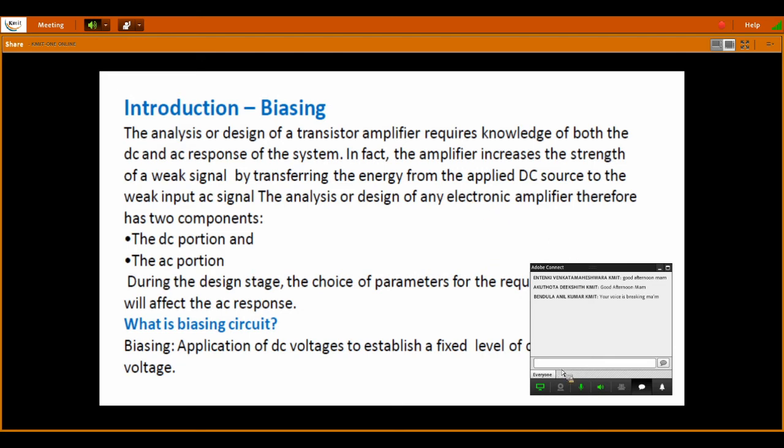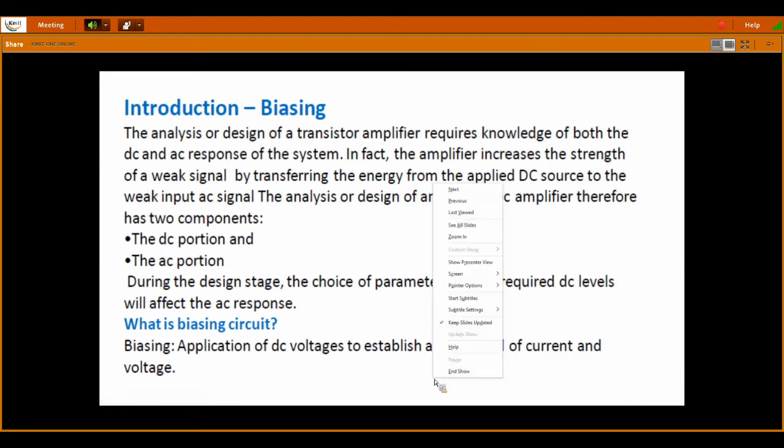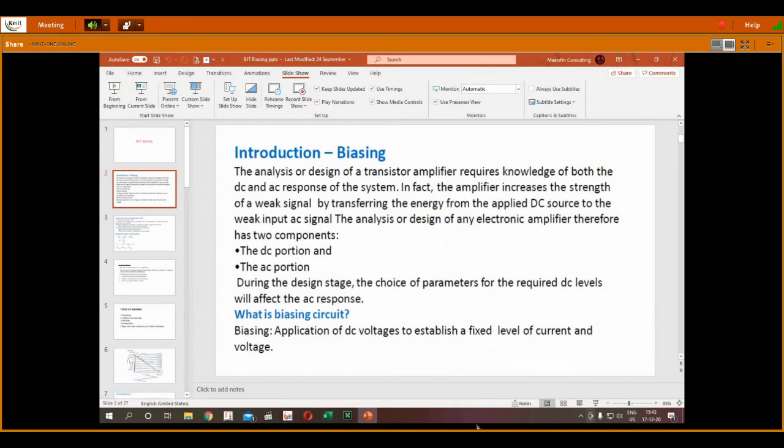Is my voice breaking? Okay, right. Do you have any doubts? The last configurations, three configurations.